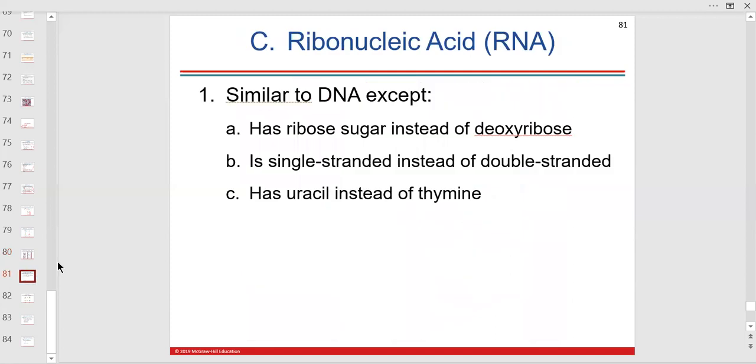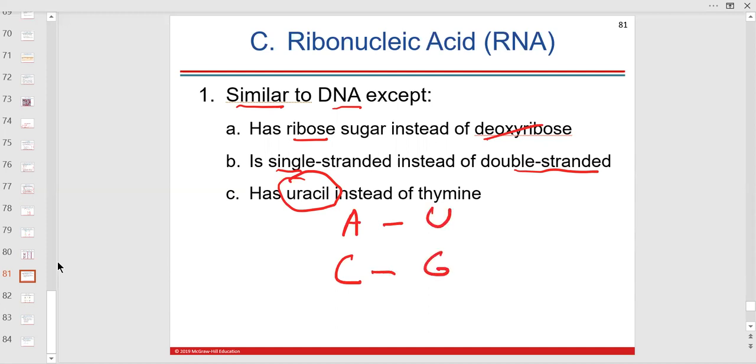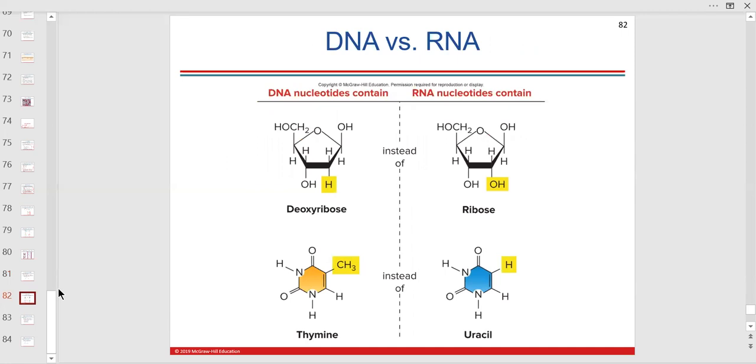So RNA, what's the difference? The ribose is the sugar, a 5-carbon sugar, not deoxyribose. It only has one strand, instead of being double-stranded. And it has uracil instead of thymine. So when RNA is being transcribed from DNA, you have this A here, right? So A is going to bond with the RNA U. C, again, is still G. So it's AUCG. And it's going to copy the DNA and then leave the nucleus. So remember, RNA can leave the nucleus.